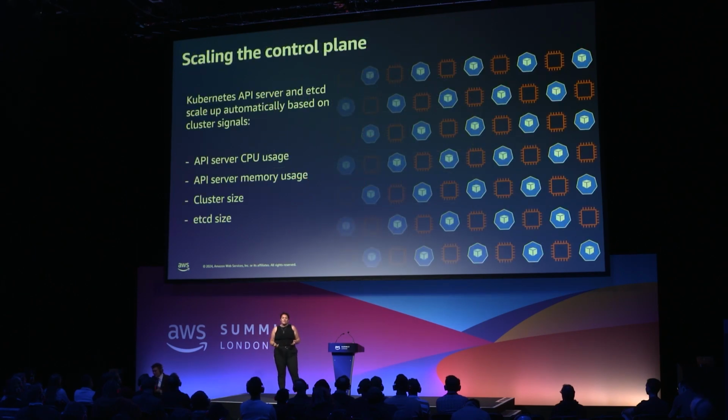Now, we use a number of different metrics to determine how to control the scaling, as you'd imagine, CPU and memory, but also the sizes and the numbers of your clusters and the size of your etcd database. It's also important to note that we only scale down your control plane once utilization has dropped below the threshold and stayed there for several days.